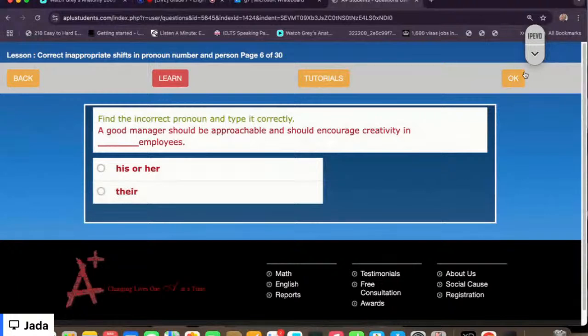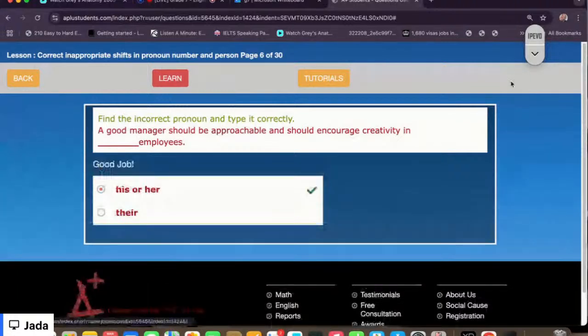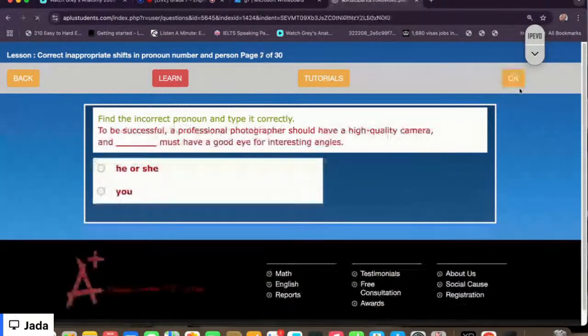So we have in his or her employees. Okay. So, to be successful, a professional photographer should have a high quality camera, and dash must have a good eye for interesting angles. So, is it he or she or you? What do you think here?